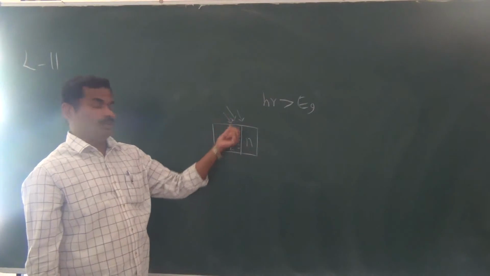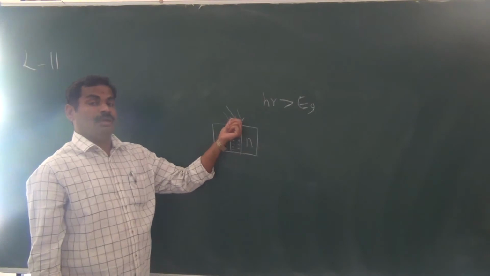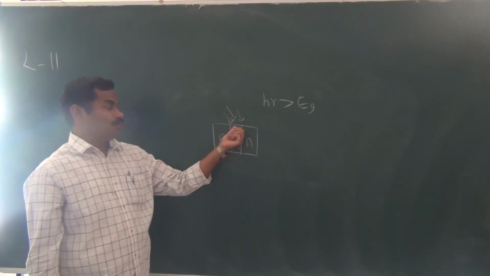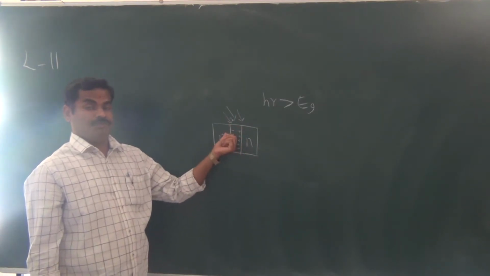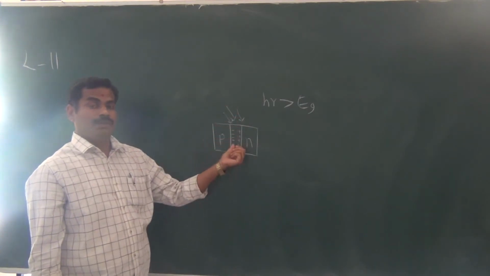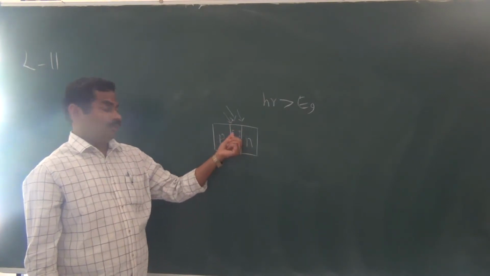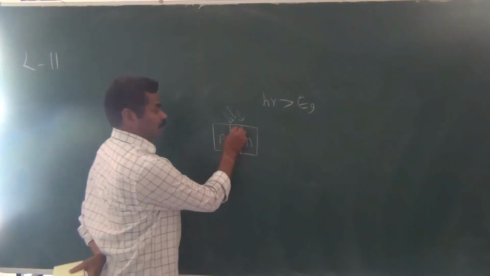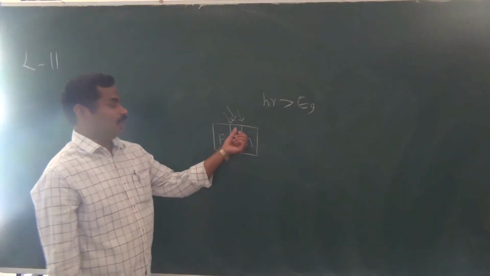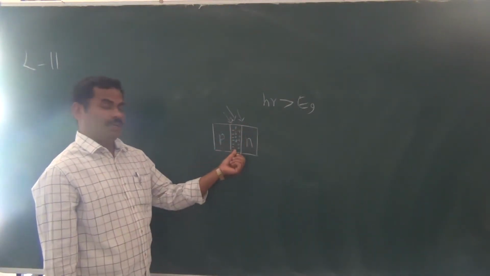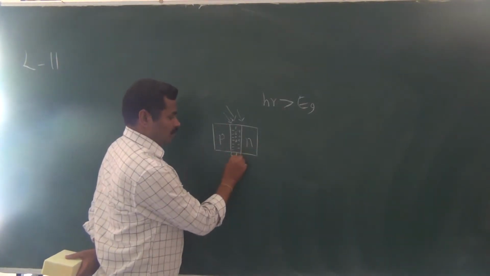Then only can we break the covalent bond. Because of the high energy of the light waves, the photon energy breaks the covalent bonds, and electron-hole pairs are generated. In the depletion area, electrons and holes are created under a high electric field. The electric field is like this.